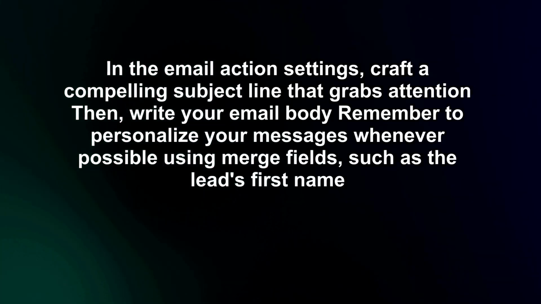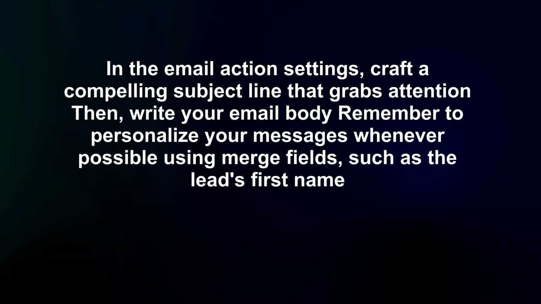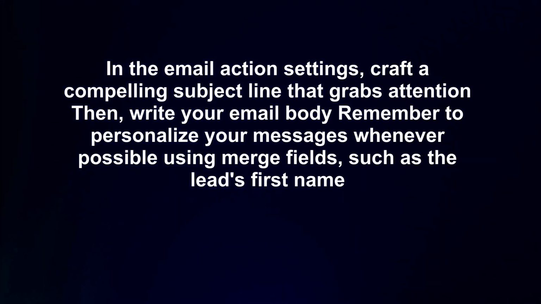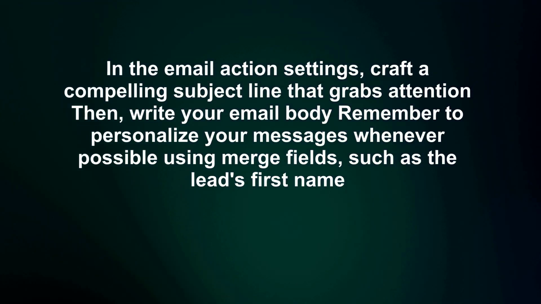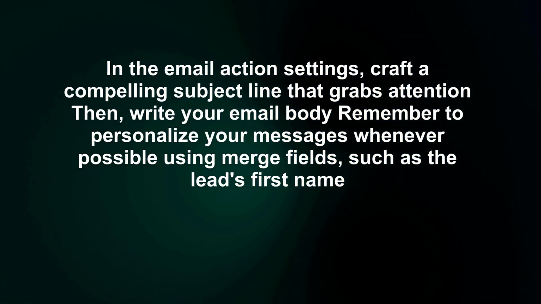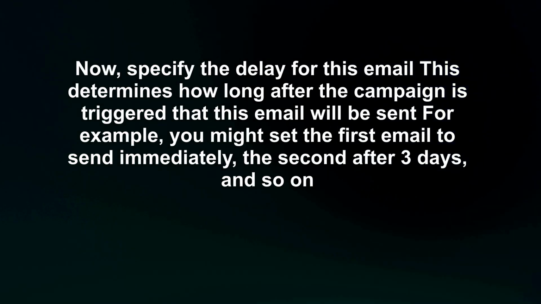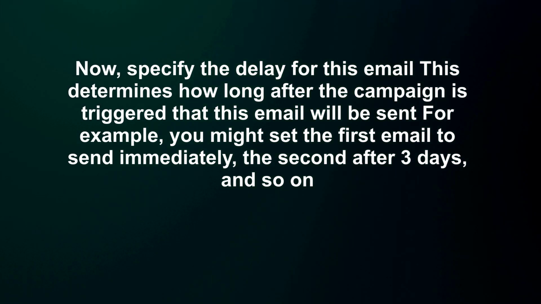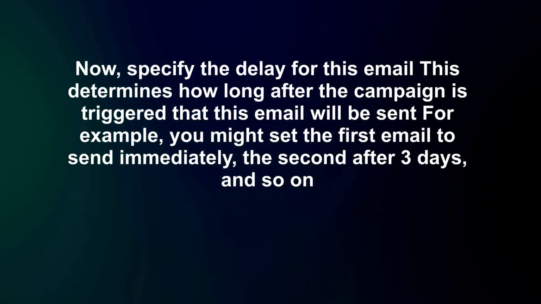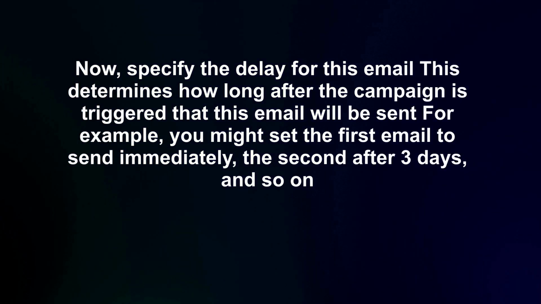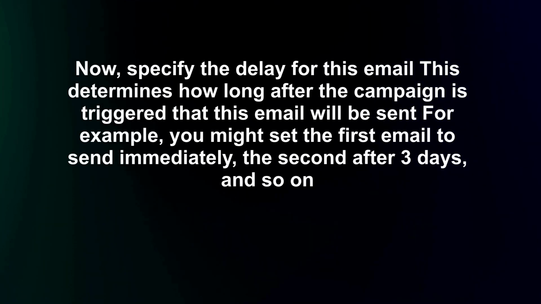In the email action settings, craft a compelling subject line that grabs attention. Then, write your email body. Remember to personalize your messages whenever possible using merge fields, such as the lead's first name. Now, specify the delay for this email. This determines how long after the campaign is triggered that this email will be sent. For example, you might set the first email to send immediately, the second after 3 days, and so on.